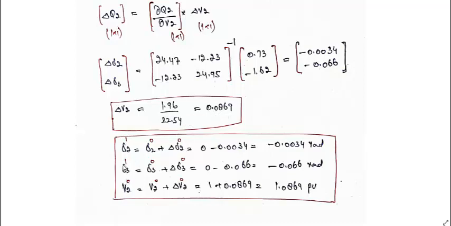So when we get the updated value, you will see that delta 2 1 will be equal to delta 2 0 plus delta naught. This value will be 0. It comes out to be 0 minus this, that is minus 0.0034 radians. Similarly, delta 3 updated for first iteration will be minus 0.066 radians, and V2, this should be 1, sorry, V2 0 plus delta V2 0 will be 1 plus 0.